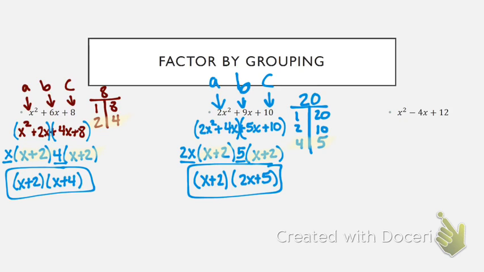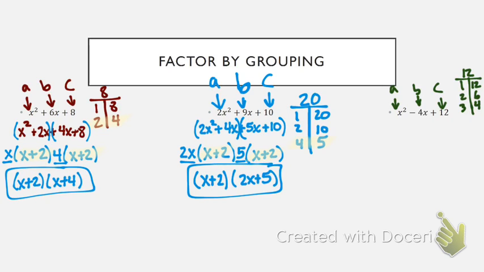Last one, and the process is the same every time. All right, so my a, b, c. My a times c is 12, so my factor tree is going to be a 12. So I have 1 and 12, 2 and 6, and 3 and 4. I need these to add to negative 4. Now if you look, none of these, 1 plus 12, 2 plus 6, 3 plus 4, none of those is negative 4. So I'm going to have to get fancy here.